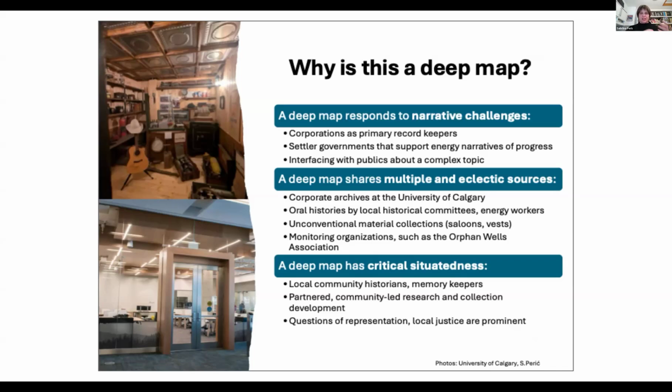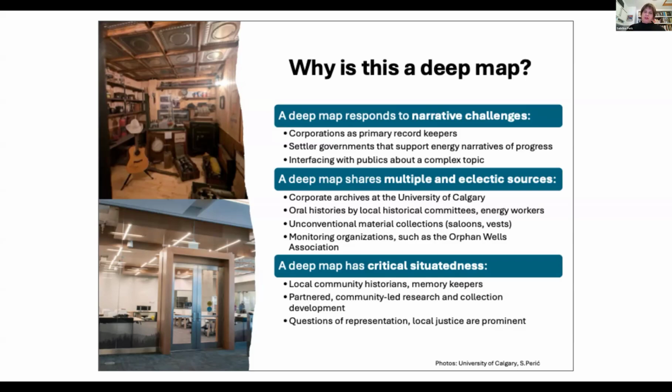For us, this means bringing together existing corporate archives at the University of Calgary, oral histories which we've been engaged with local historical committees, energy workers and residents, unconventional material collections, as you can see in the upper left corner, such as private archives that sit in saloons, as well as material objects like patchwork vests, but also the data from contamination monitoring organizations like our Orphan Wells Association.